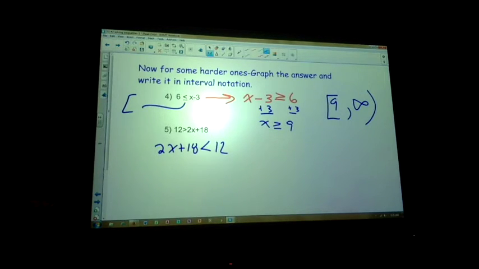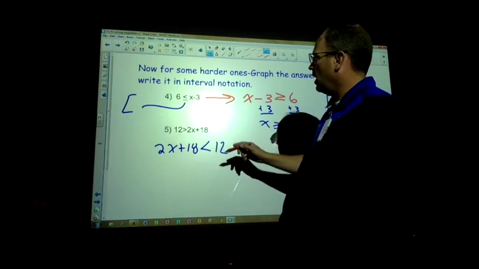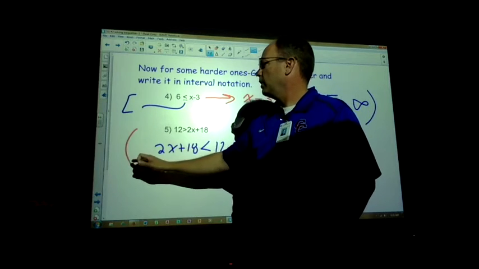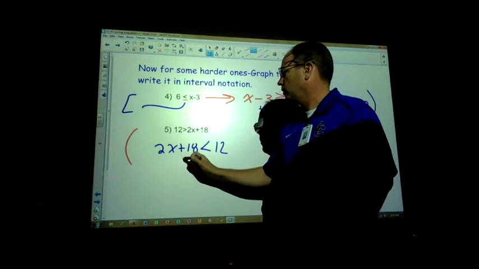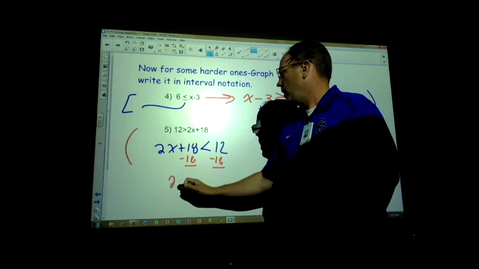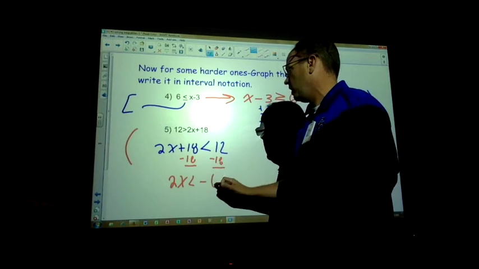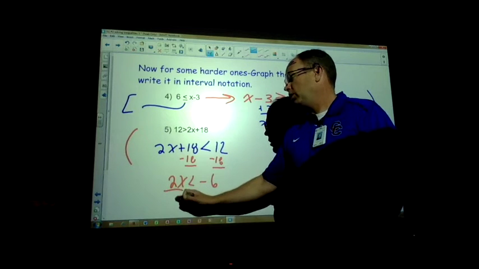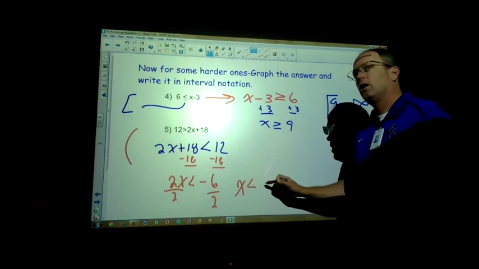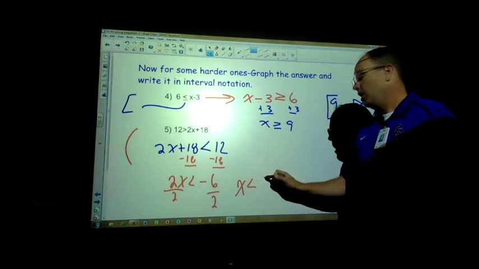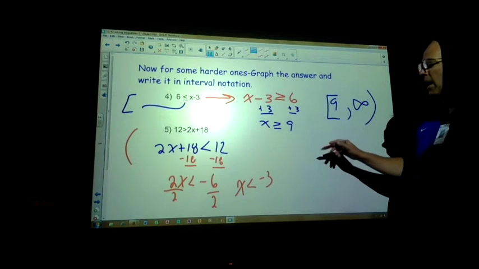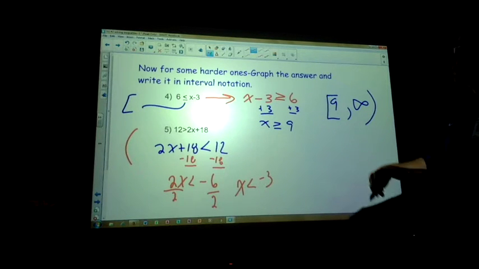Same example. Okay? So subtract 18. Is this going to be parentheses or a rounded bracket? Rounded bracket, okay, because it's not equal to. So subtract 18. So I get 2x is less than negative 6. So divide by 2 because 2 and x are being held together by multiplication. So x is less than negative 3. Did I divide by a negative at all? No. I divided by a positive. It happened to be the other number was negative.